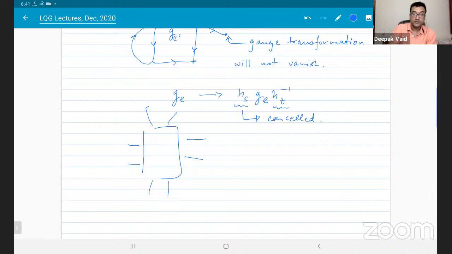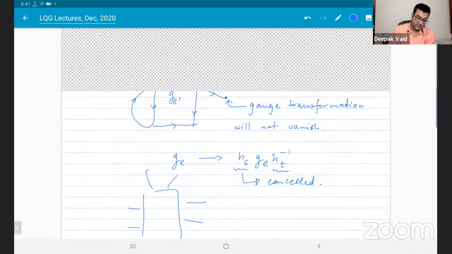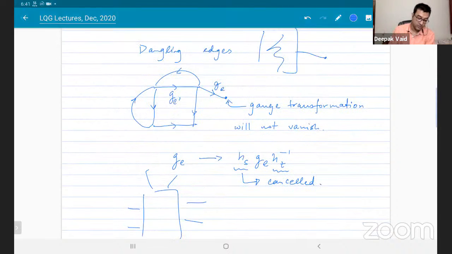Haridas sir is saying for the graph you have written gauge transformations do not cancel. Which graph is that, sir? Are you talking about this whole graph or only this part?